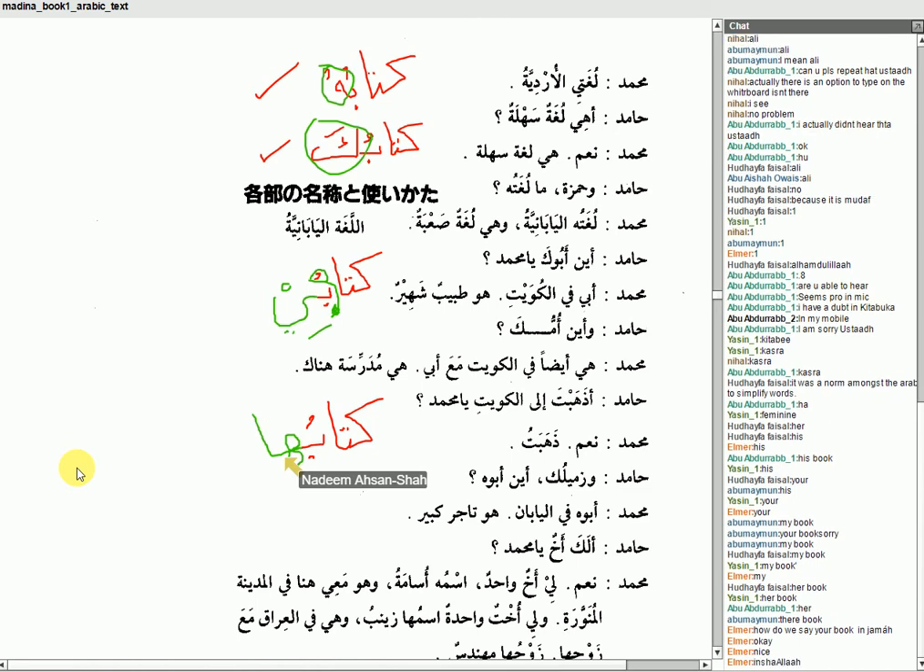Brothers, we have learned the difference between inda. Khalidin kitabun and li Khalidin akhun. He has a book, he has a brother, but when you say he has a brother, you don't say inda, you say li. We also learned the word al-fata, which means young boy. And very importantly, we learned some pronouns.